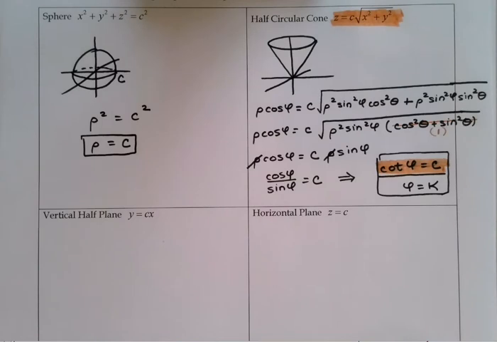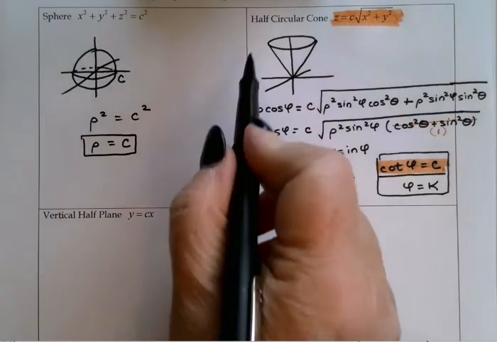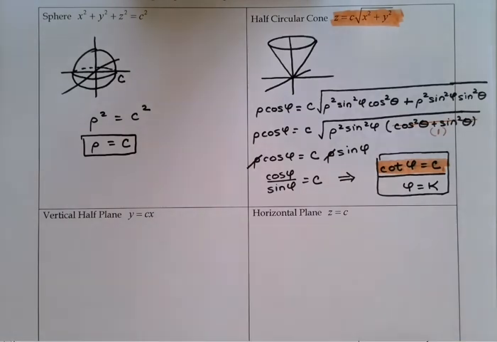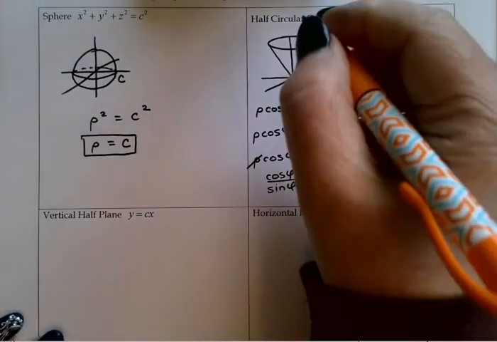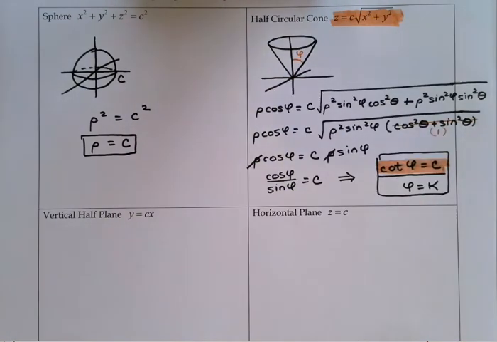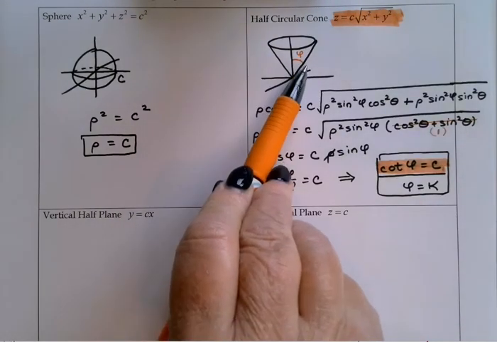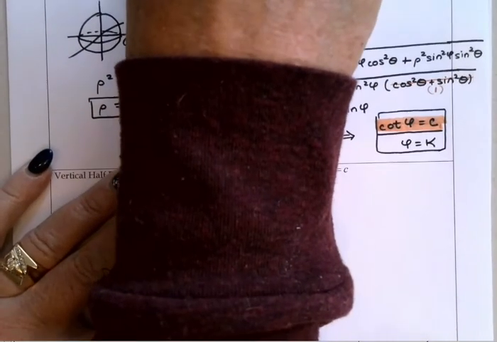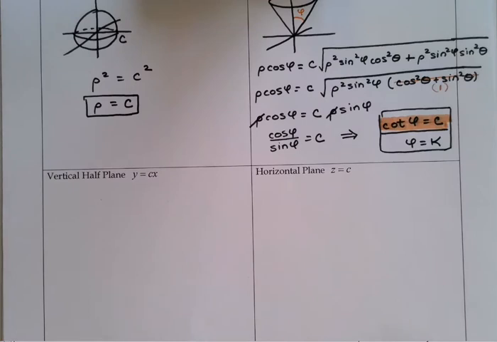If you think about it, the fact that a cone has an equation that's a constant phi value also makes sense. Remember that phi is the angle from the positive z-axis. And for a cone, that angle is constant all the way around the cone. So phi equals a constant gives us that half circular cone. Next, we have the two planes, the vertical half plane and then the horizontal plane.